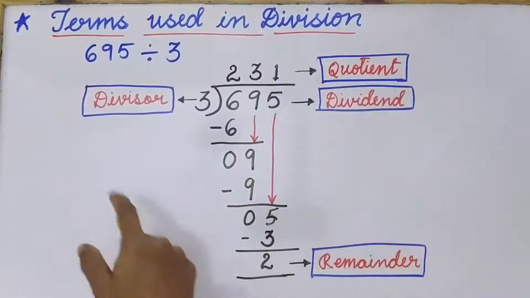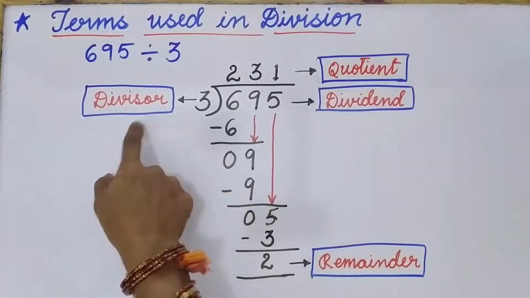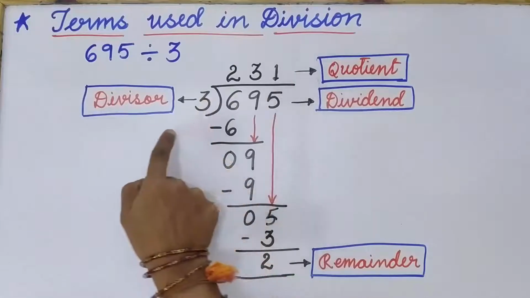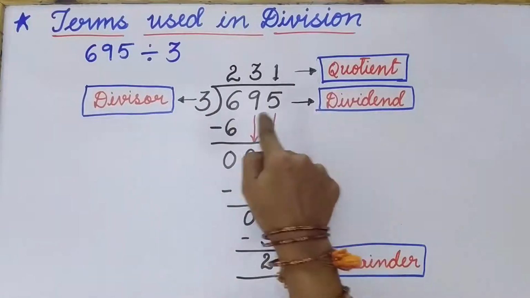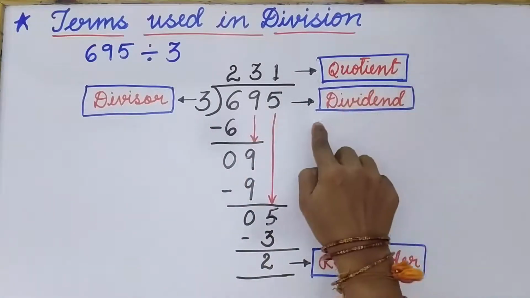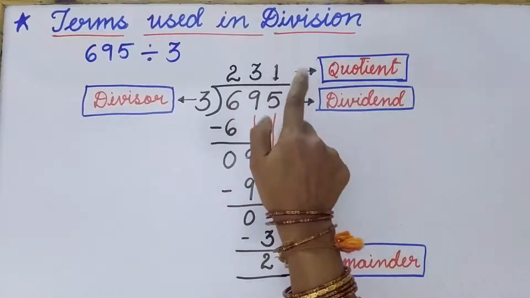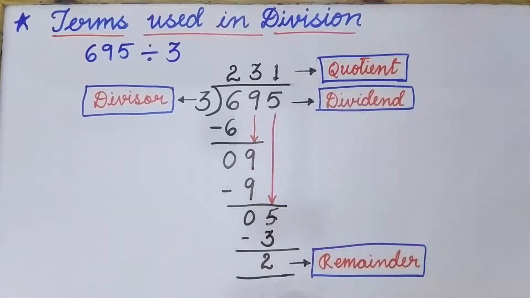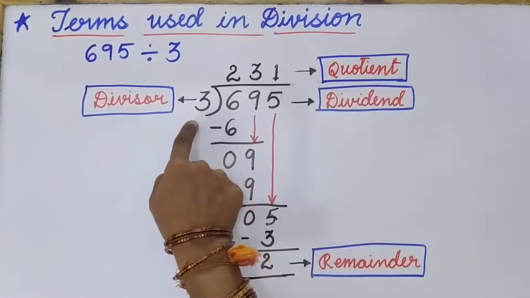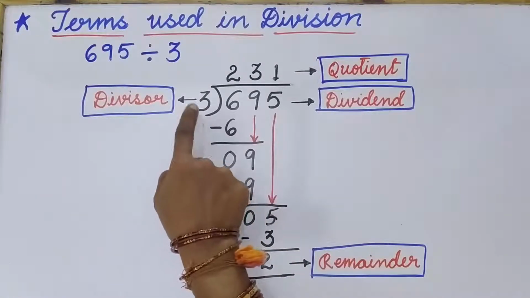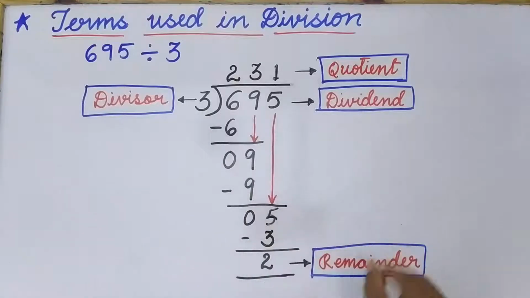So have a look at here. Here 3 will be divisor. From which number we are going to divide, that will be called as divisor, and the number which we are going to divide is called dividend, and the final answer which we get in a division sum is called quotient, and which is left over at the end is called remainder. Always, have a look here, the remainder will be always less than the divisor. So you should keep in mind about this.